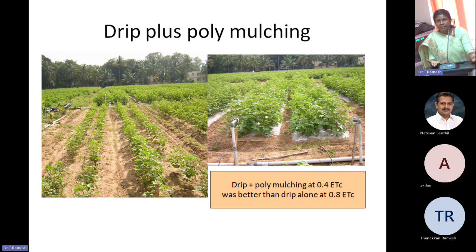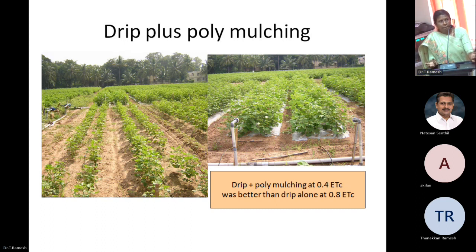At the same time, you can compare for yourself the growth between drip and drip plus poly mulching, not conventional. Because of polyethylene mulching, we have observed a huge difference in growth, and you can see how nice and weed-free the crop is. Healthy, you can yourself see; seeing is believing.